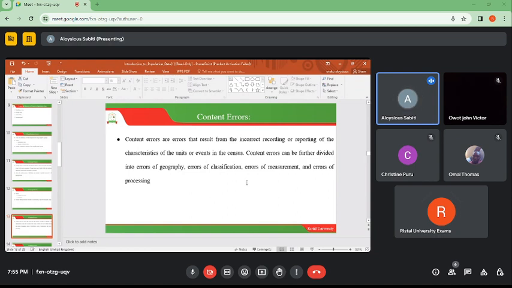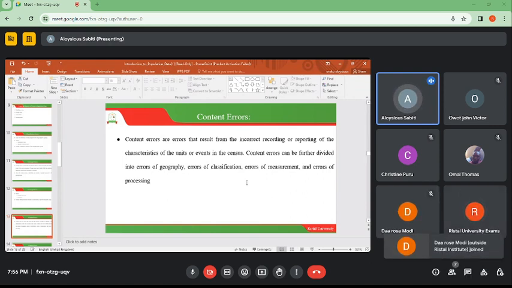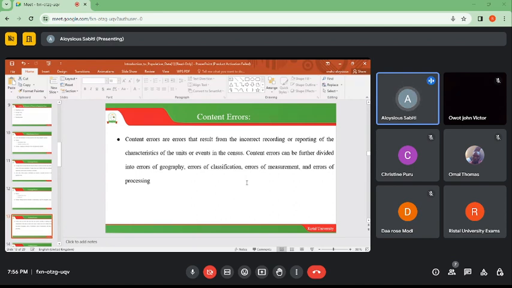And content errors can be further divided into errors of geography, errors of classification, errors of measurement, and errors of processing. So when you're looking at content error as a result of geographical distribution, when the issue of boundaries comes in, it is often very hard for us to enumerate individuals, because there are individuals who stay in the neighborhood of a boundary whose families stay across the next area. Then they might be farming across the two boundary areas, and therefore sometimes errors occur in terms of classifying these individuals, but also in terms of measurement.